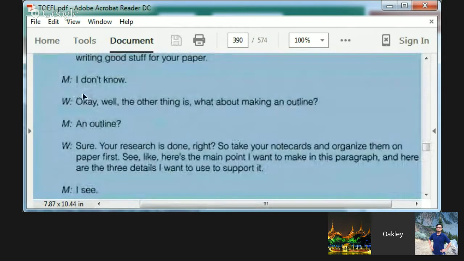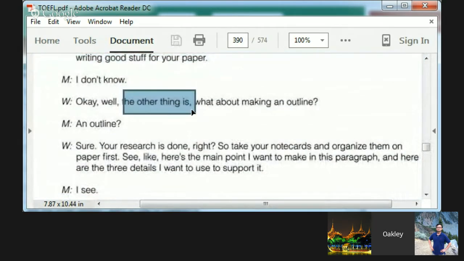Notice here, the other thing is, again, a signal phrase to indicate here comes something, and even "what about." I forgot that she said this, but here's another indicator. Here comes a suggestion. When English speakers say "what about," it means it's a suggestion. It has to be. "What about making an outline?" He even repeats, "an outline?" So there we have it. Suggestion number 2, an outline.